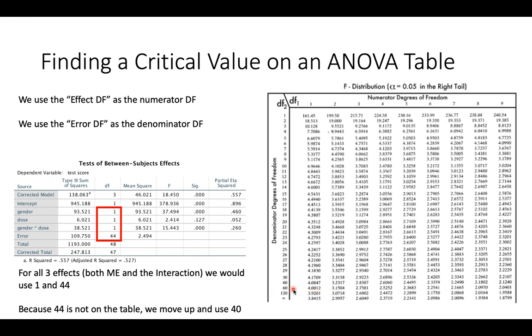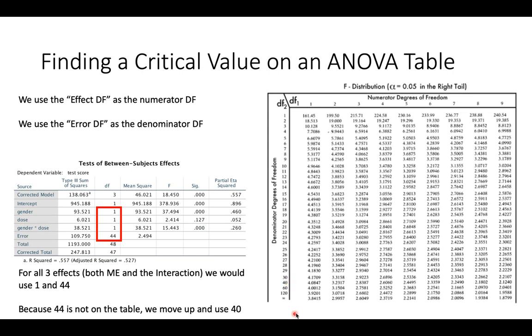So what do we do if 44 isn't on the table? Well, we just move up the table until we hit the next number, which would be 40. If our degrees of freedom was 38, right? Notice 38 is not on the table either. We would move up to 30 and use the degrees of freedom for 30.